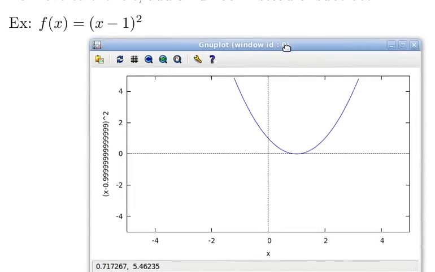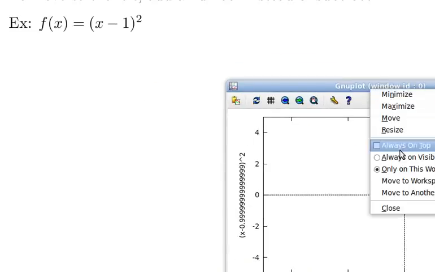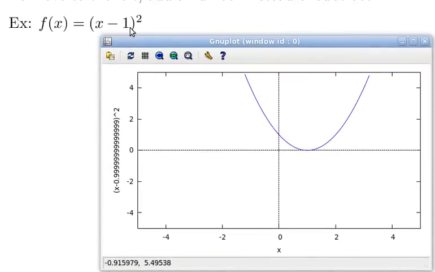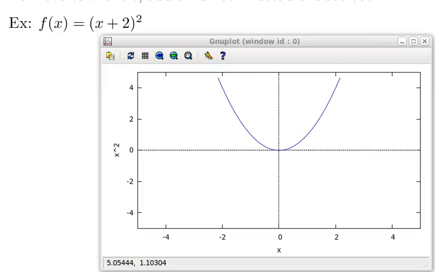So now let's change this, let's make this always on top so I don't have to deal with that. Instead of moving it to the right like we did here, let's move it to the left. So let's add 2 to it. So, oops, not 23. So x plus 2 quantity squared. And let's reset this back to x squared. So x plus 2 quantity squared.